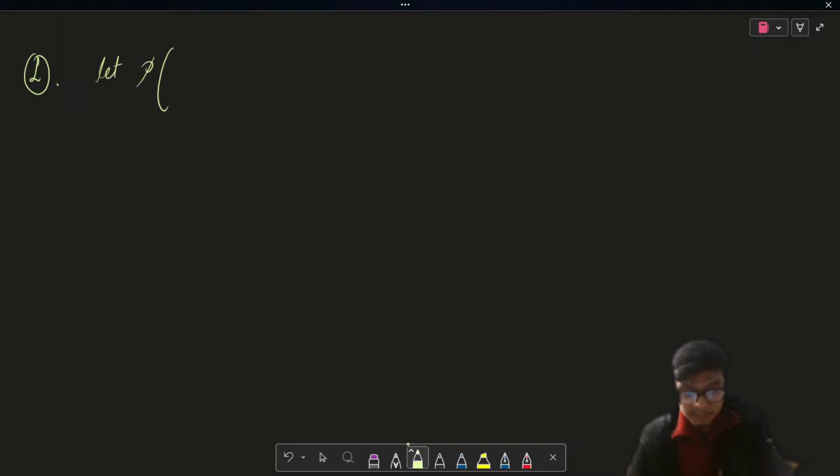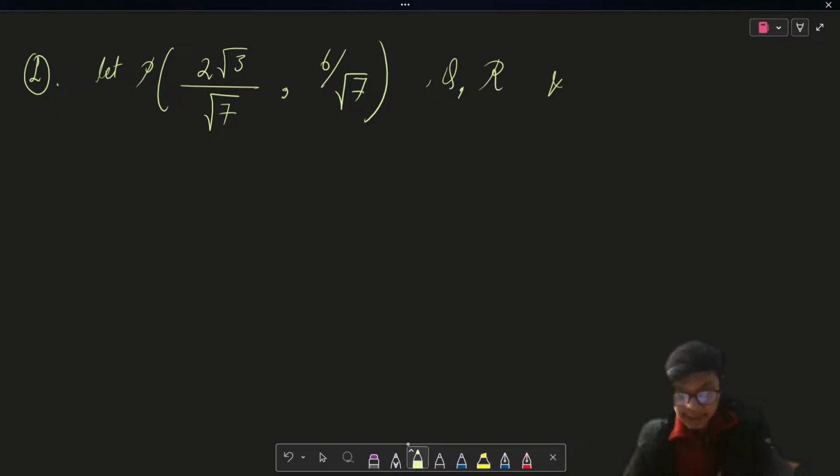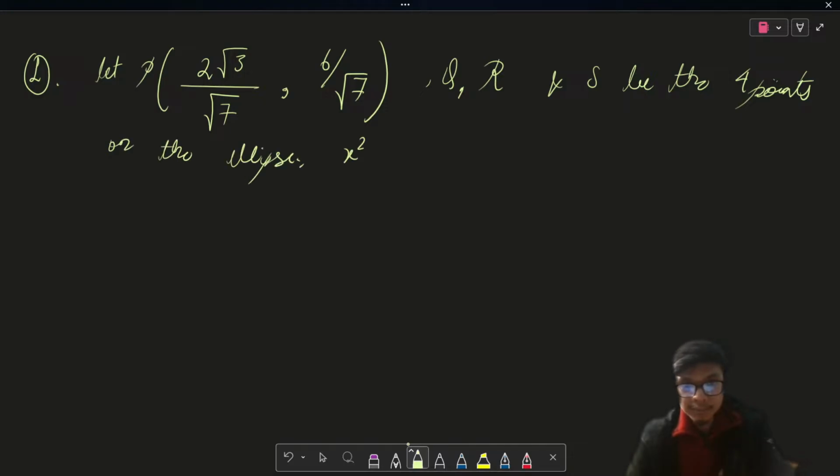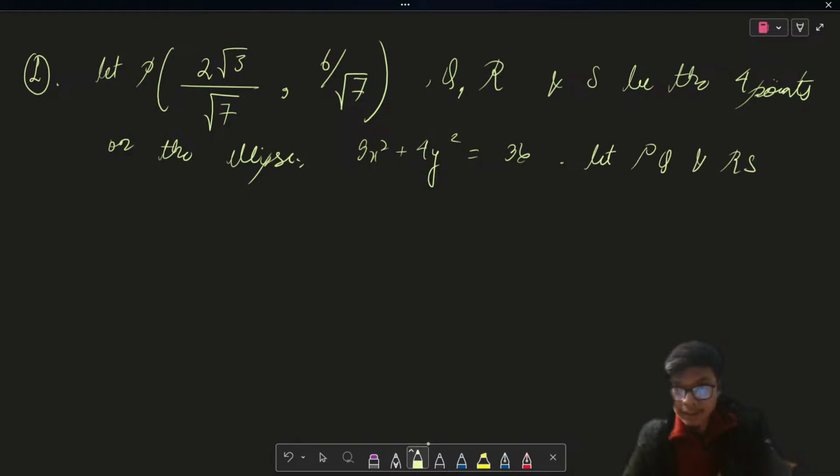It is mentioned that there is a point P which is given as 2 root 3 by root 7 comma 6 upon root 7, and point Q, point R and point S be the 4 points on the ellipse whose equation is given as 9x square plus 4y square is equal to 36, and let PQ and RS be mutually perpendicular.